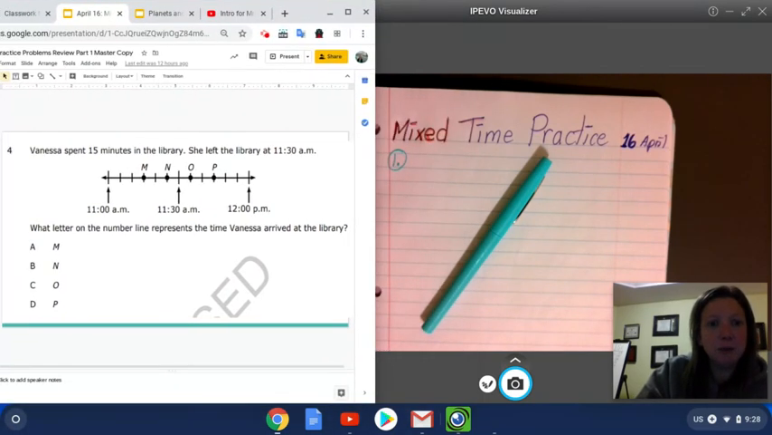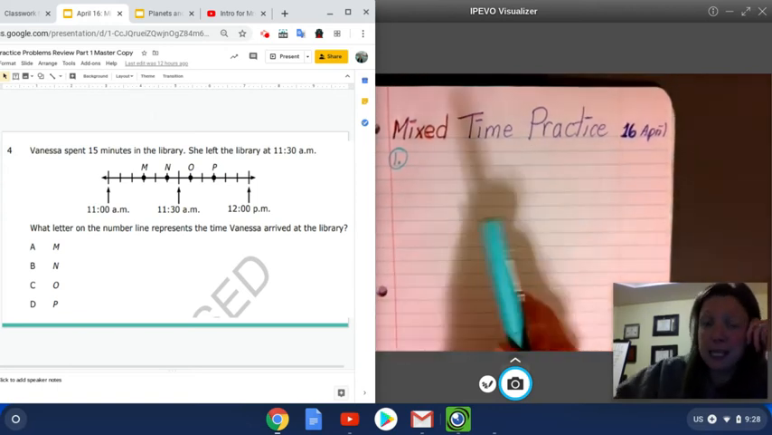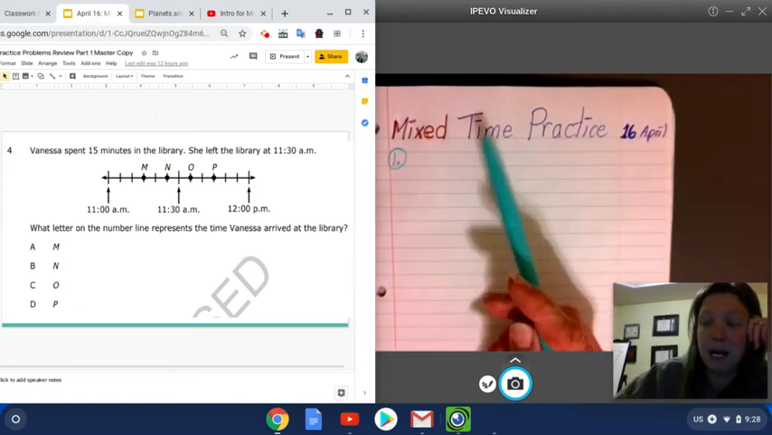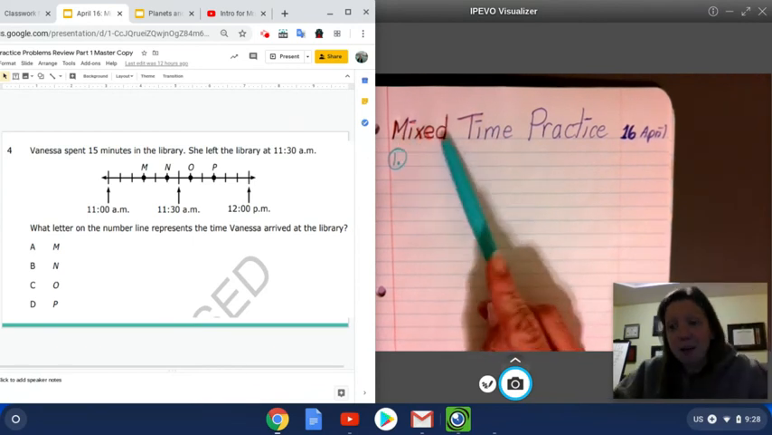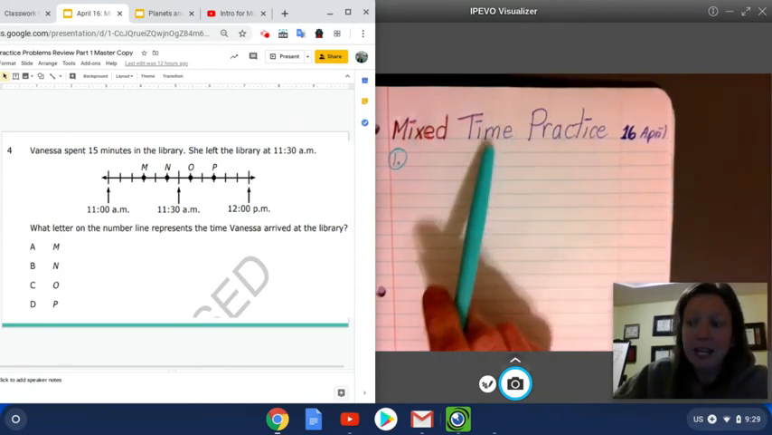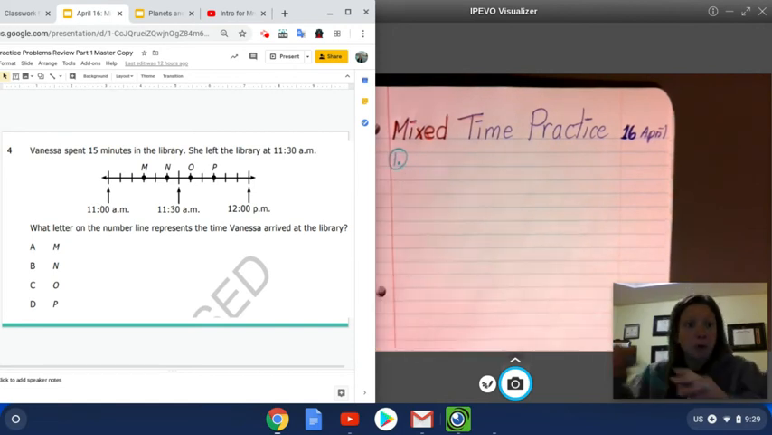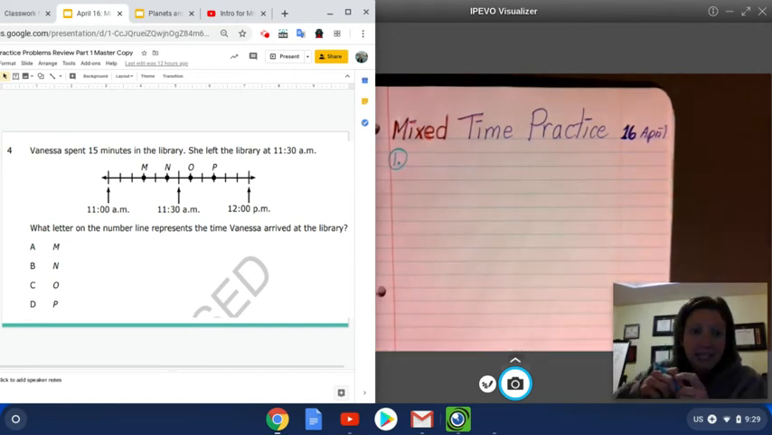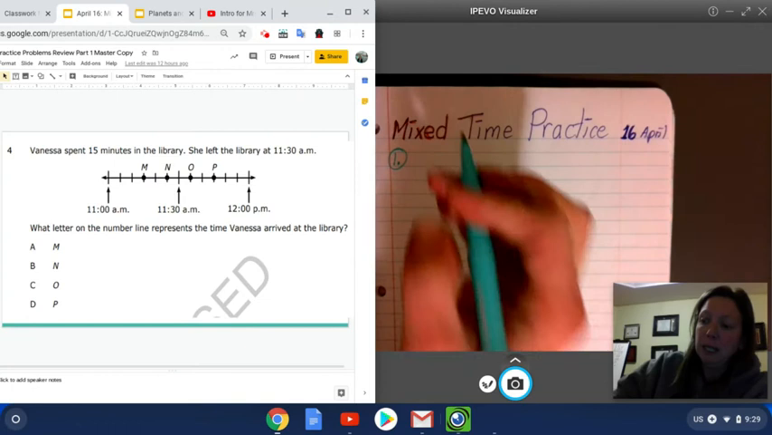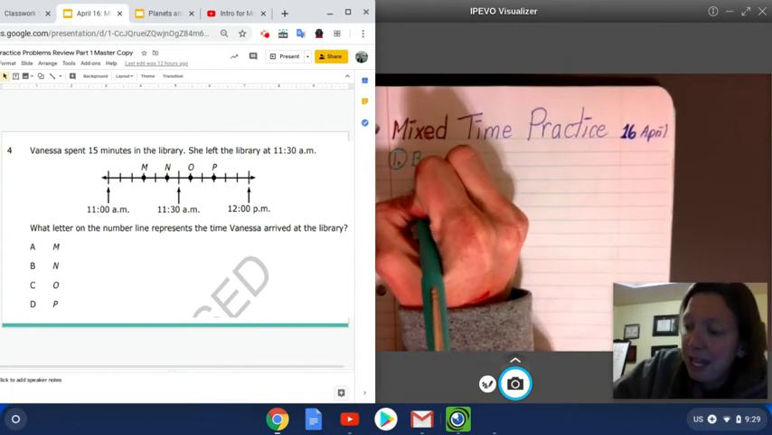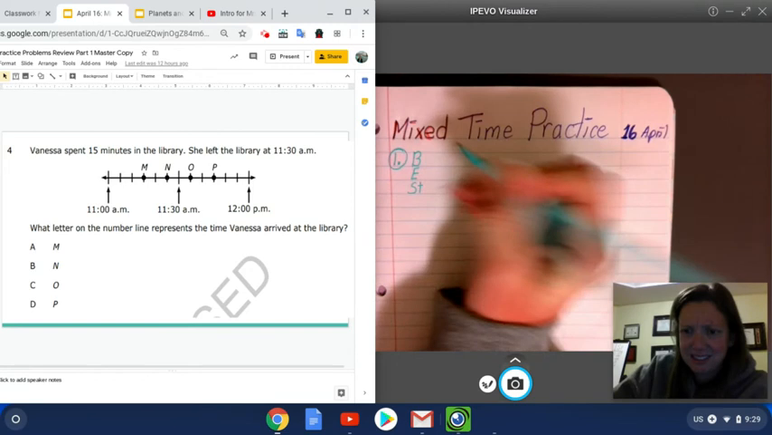So let's move this one over just a little bit more. Now, this says number 4, but we know this is number 1. It's the very first problem. So you'll see that that's the very first thing I have on mine. I have the title because this is our mixed time practice problems. And then I label the numbers. So we're starting with number 1. And even though I see a number line, because it's asking what letter on the number line represents the time Vanessa arrived at the library, I can still use this to organize my thoughts.